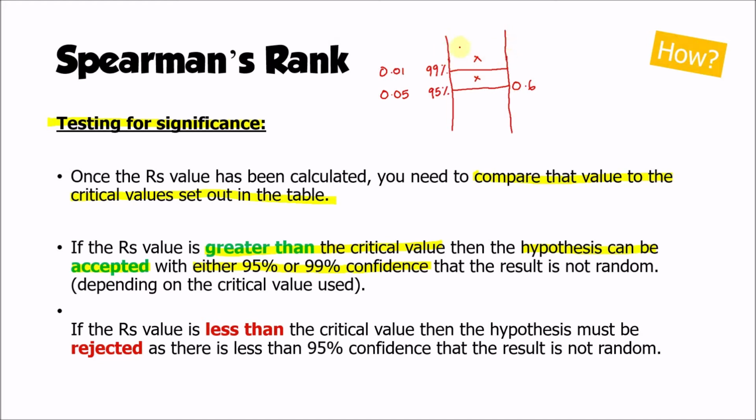Sometimes you'll even see what's called a 0.001 level, and that's the same as being 99.9% confident in your result. The most common ones you come across will be these 2 here. If, however, like it says down here, the Spearman's rank value is less than the critical value, let's say you only jumped this high, you can't be above that 95% level. You're not above that, and therefore you have to reject your hypothesis, because there's too much of a likelihood that even if you've got a fairly strong relationship, that result could be a random one.